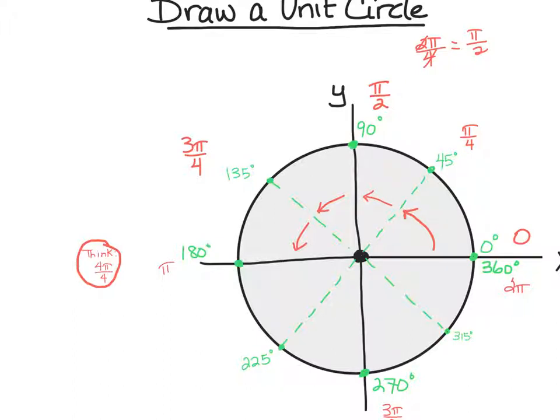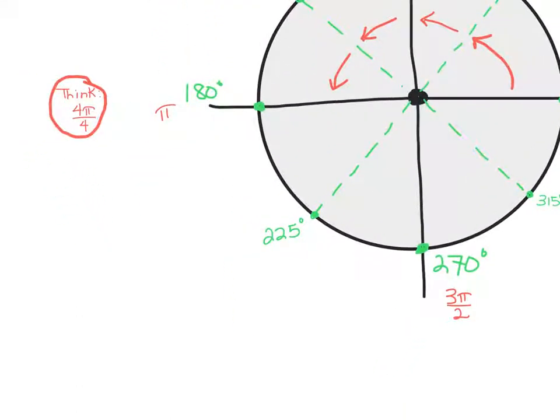Now, as you keep going around, you keep increasing the numerator by 1. So the next one, we've done 1 pi over 4, 2 pi over 4, 3 pi over 4, 4 pi over 4, and this next one here is going to be 5 pi over 4.